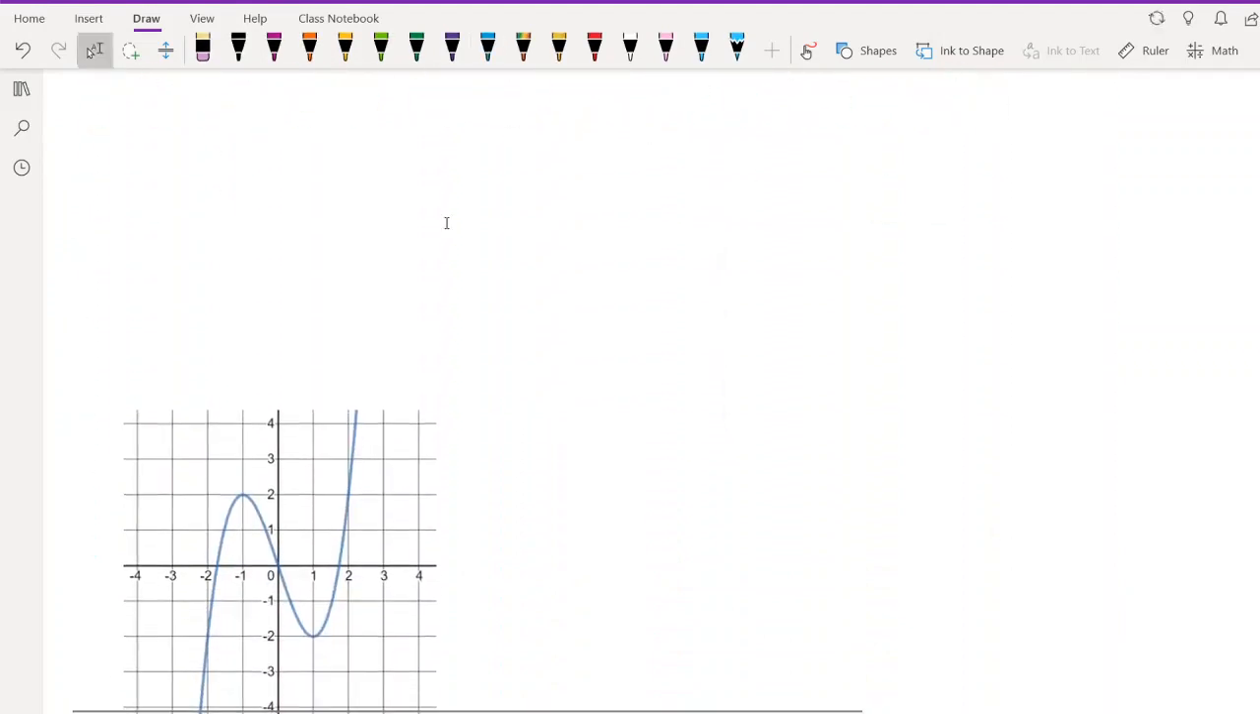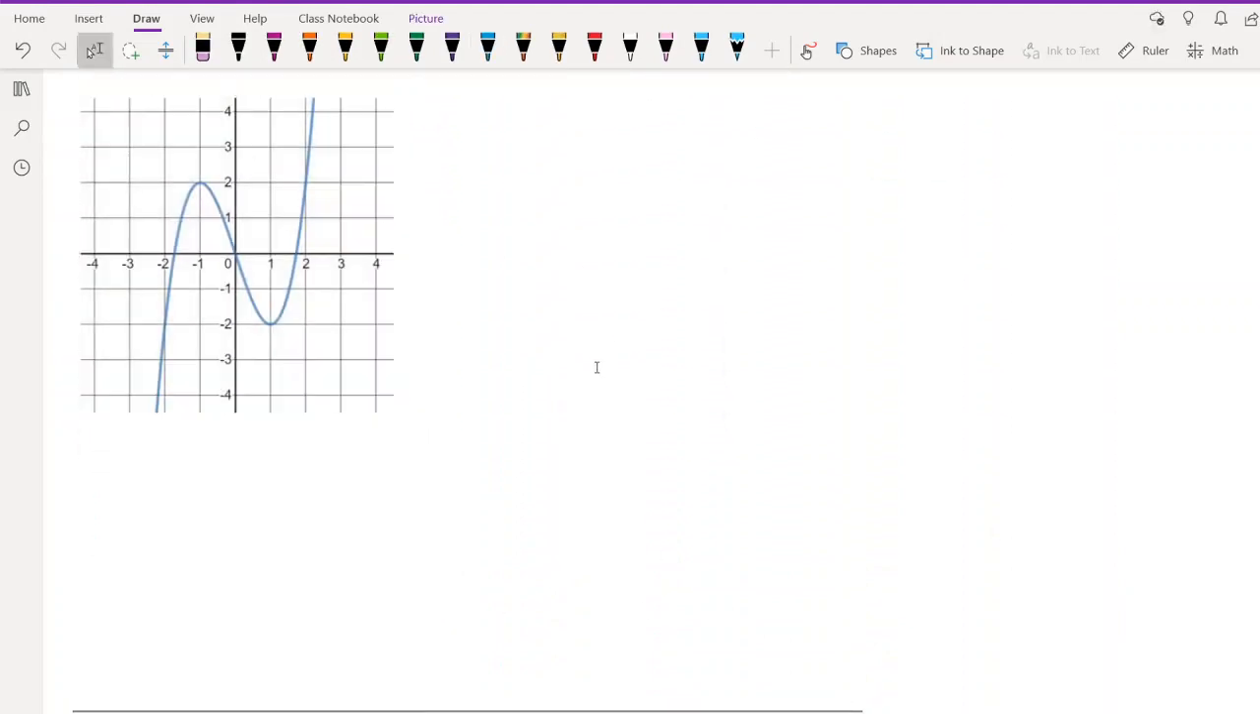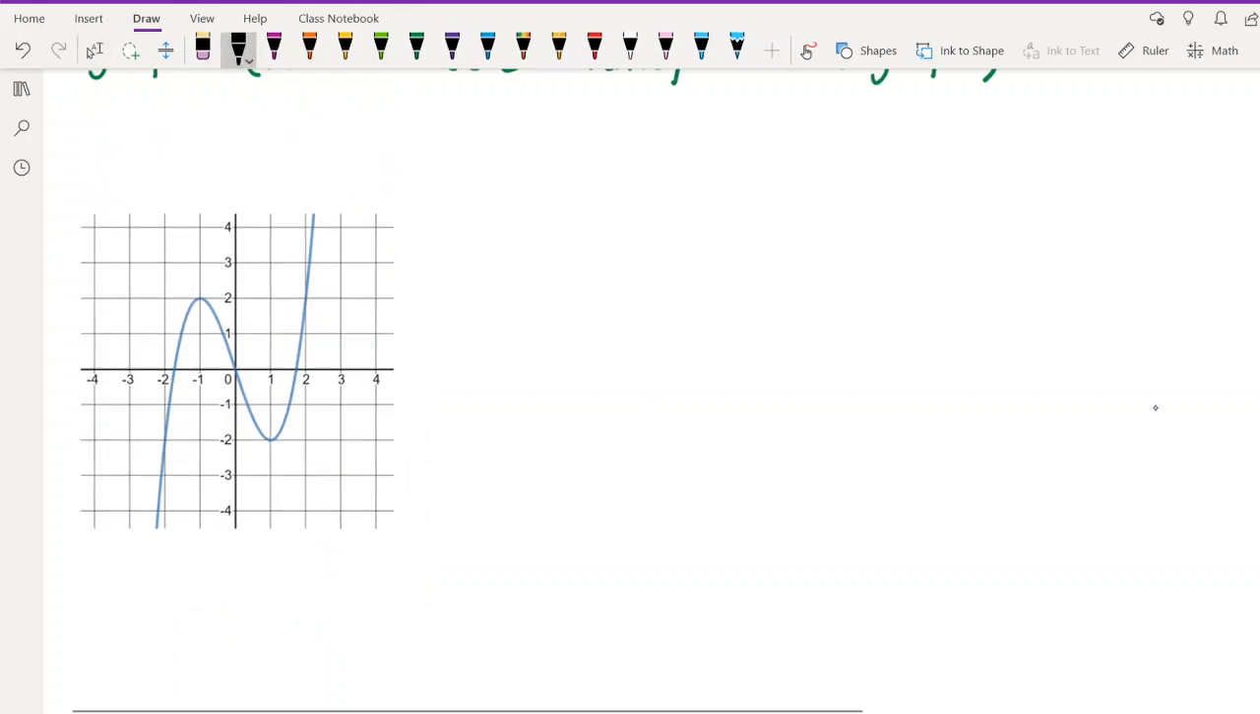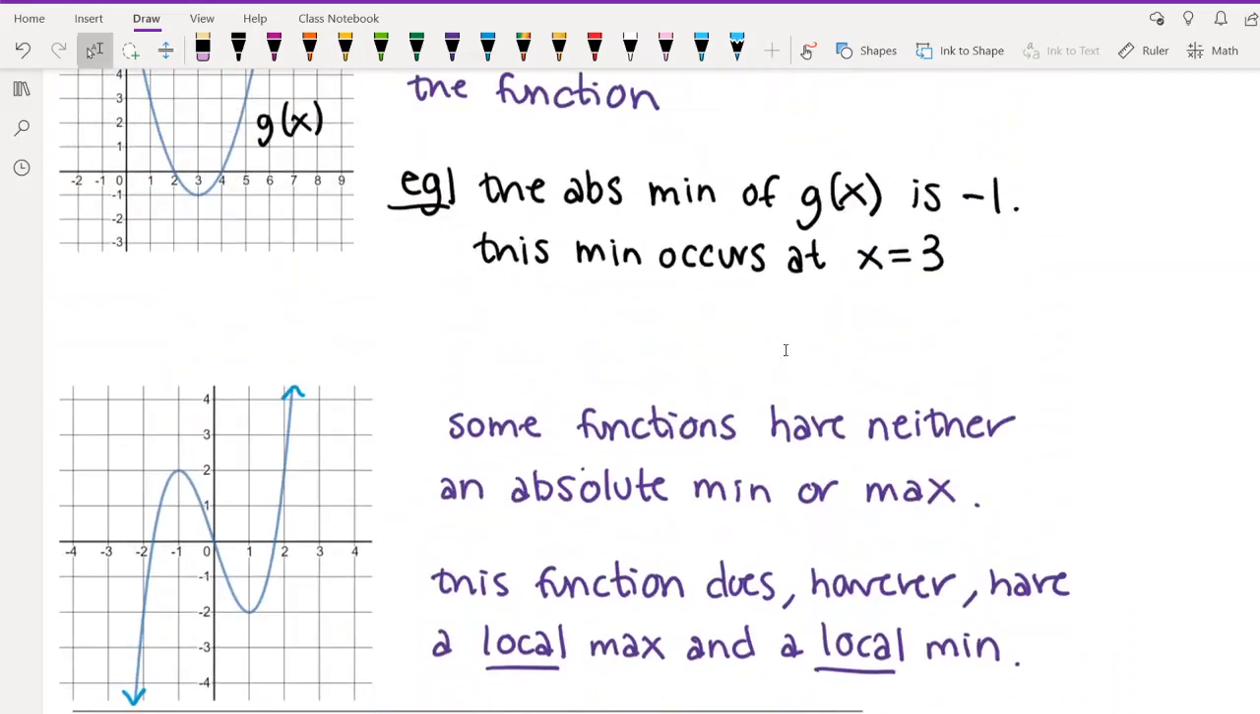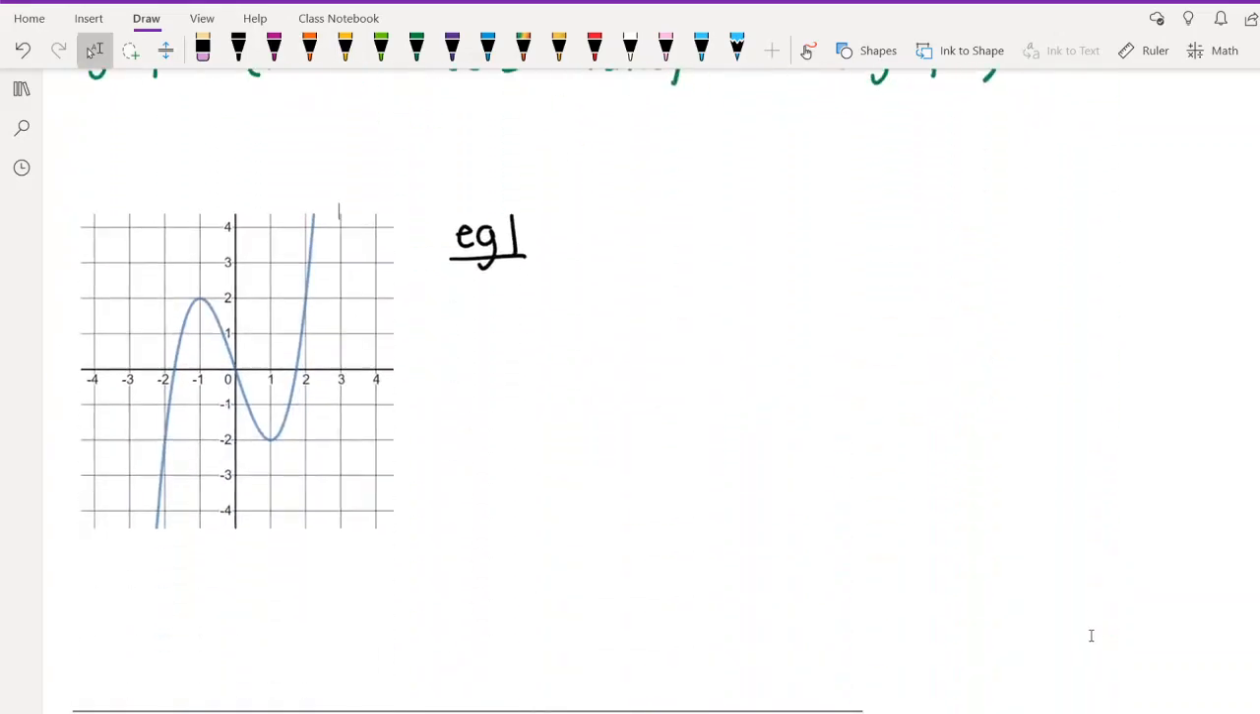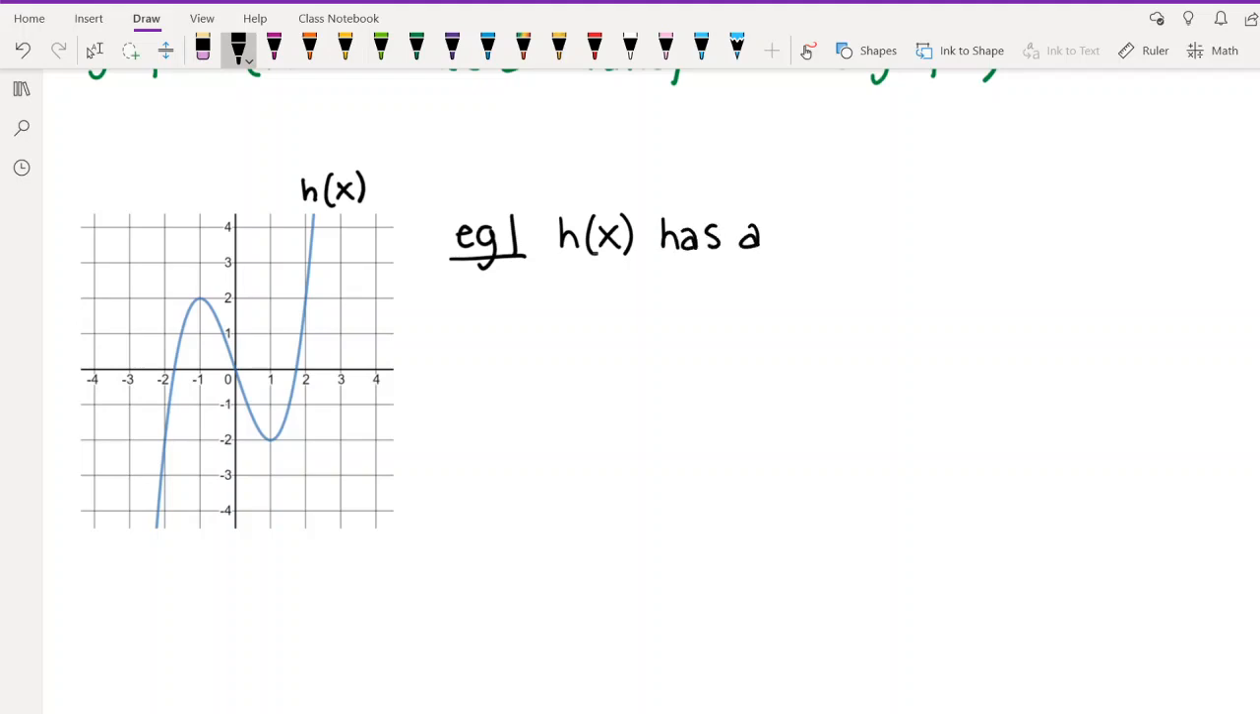Okay, so let's look back at this exact same example, but now we're going to write this down the correct way. So let's call this function, let's call it h of x, or actually, did we call it something earlier? No, I don't think so. I think we called f and g, so let's call this one h of x. So what we would say is that this function h of x has a local maximum of 2 at x is equal to -1.